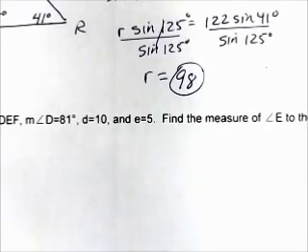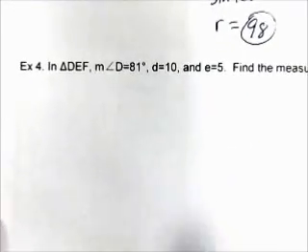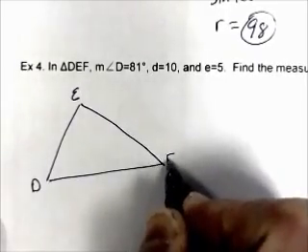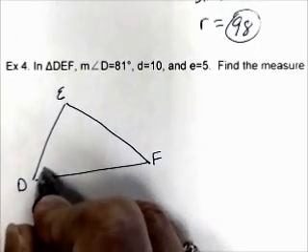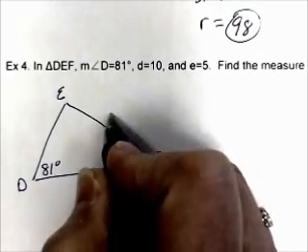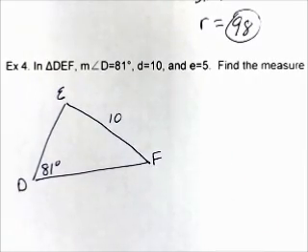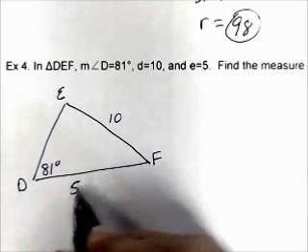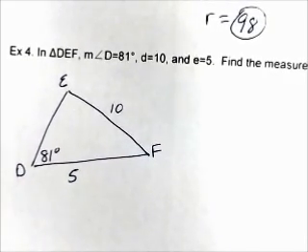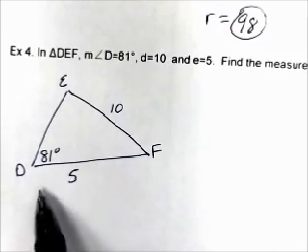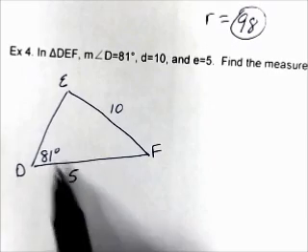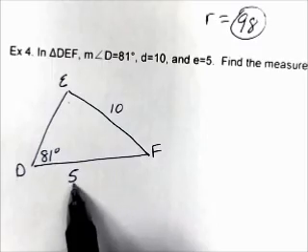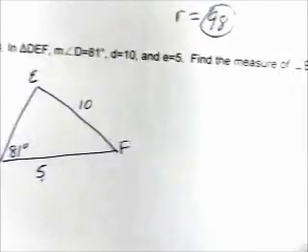And the last example, in triangle DEF, again, stop, draw a diagram. The measure of angle D is 81 degrees. Lowercase d is 10, so the side opposite angle D is 10. And lowercase e is 5, so the side opposite angle E is 5. We want to find the measure of angle E. Okay, well, we have our two sides, and in this case we're looking to find the measure of the angle opposite one of our two sides. So we're using law of sines.